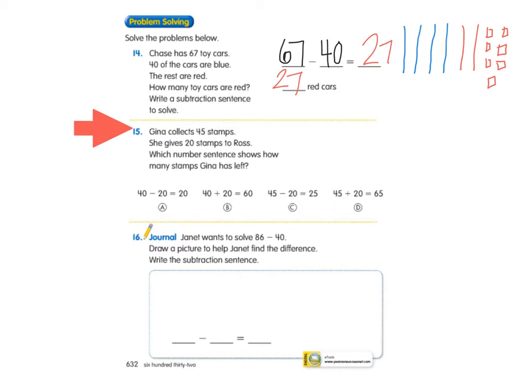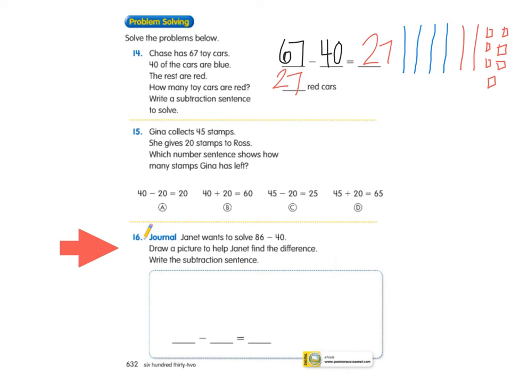Number 15. Gina collects 45 stamps. She gives 20 stamps to Ross. Which number sentence shows how many stamps Gina has left? Okay, so she has 45. She gives away 20. So which number sentence would show you that? And remember, when you do a subtraction problem and you're just taking 10s away, your 1s do not change. They're going to try to trick you. There's 2 subtractions. Which one is the correct one?